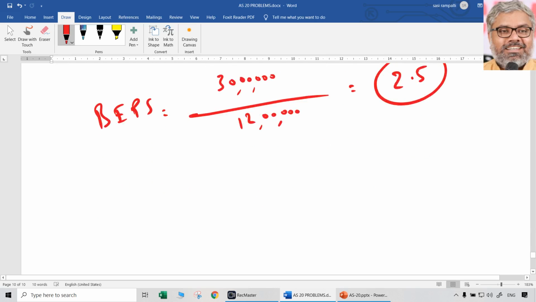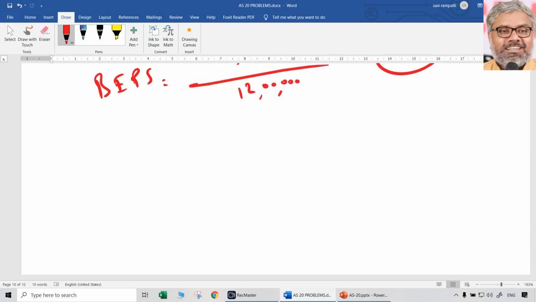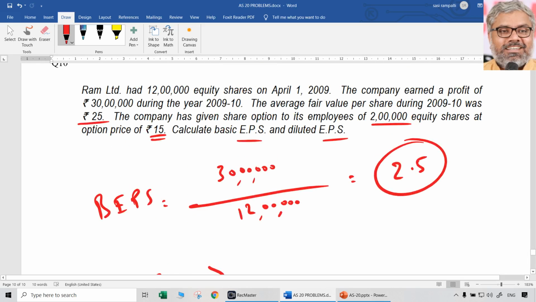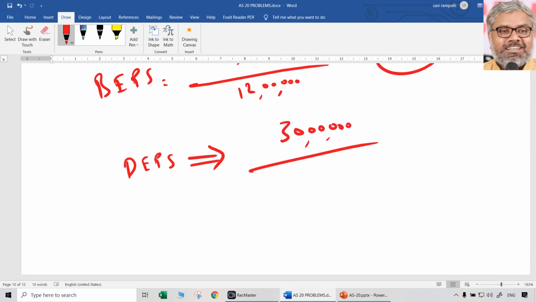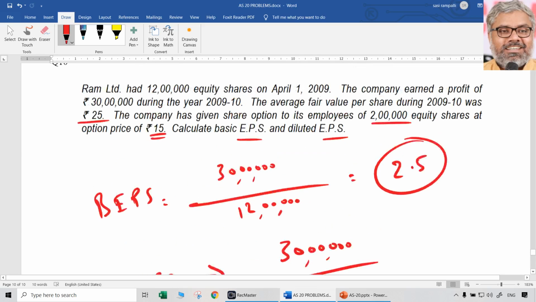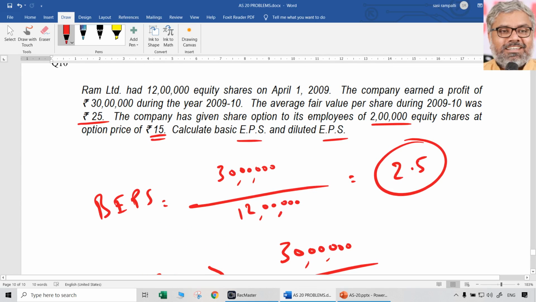Then diluted EPS will not be that. Why? Because the denominator will change. As far as the numerator is concerned, it is not going to change because of these ESOPs. That is the point we have to understand. The numerator is going to remain 30 lakhs only. Profit is not going to change. We may say that employees will work better and profit might increase, but we cannot quantify all that. We cannot argue those things. They are not valid for computational purposes. Practically they may be, but it doesn't matter to us.